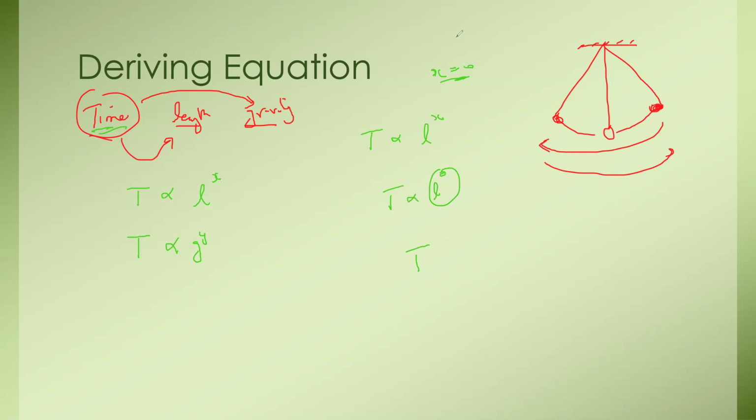But what if the value of x is 1? If you solve and get the value of x equal to 1, then T is proportional to L raised to power 1. So it means time period is directly proportional to length. What if you get the value of x as minus 1? Then T is proportional to L raised to power minus 1, or you can say T is inversely proportional to L. Or it can be a square, it can be power minus 2, any power. So you're establishing a relation.